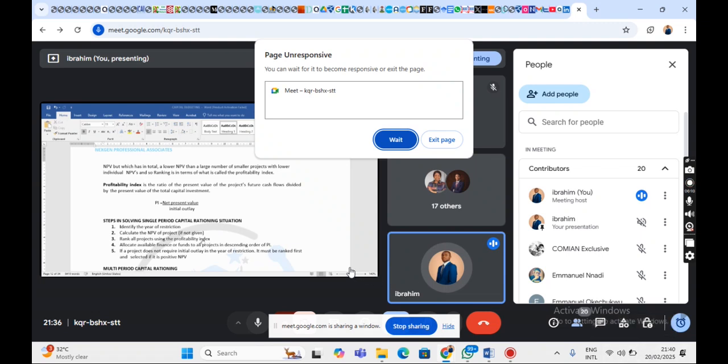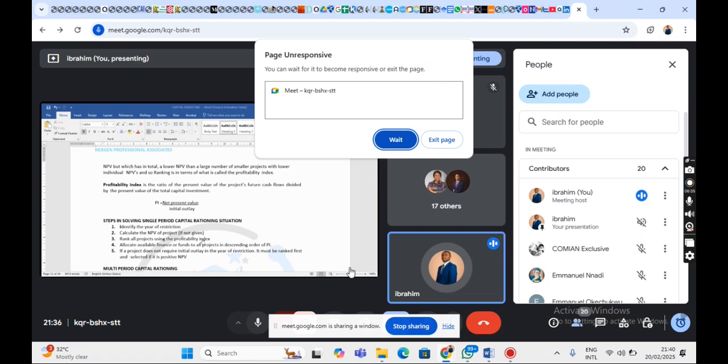So after that, you allocate the available finance or funds to all the projects. You allocate it, you ration it. After you rank, you now allocate it based on the ranking, just like when you are doing limiting factor. All right. Now, if a project does not require initial outlay in the year of restriction, it must be ranked first. We will get to that.